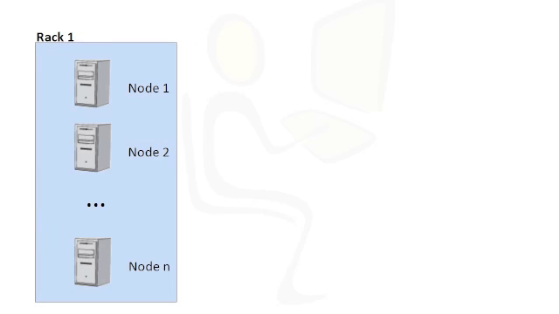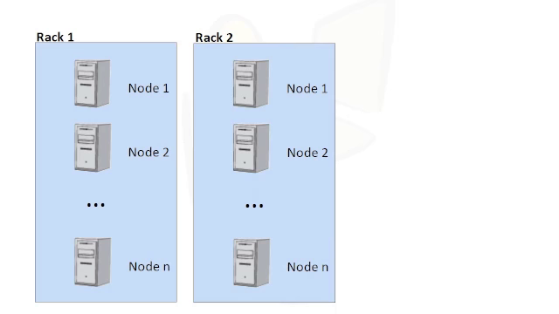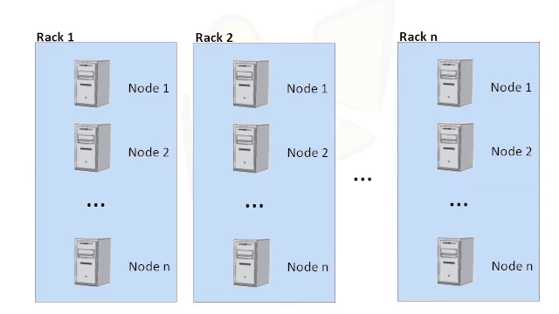This would be called a rack. A rack is a collection of 30 or 40 nodes that are physically stored close together and are all connected to the same network switch. Network bandwidth between any two nodes in this rack is greater than the bandwidth between two nodes on different racks. You will see later how Hadoop takes advantage of this fact.